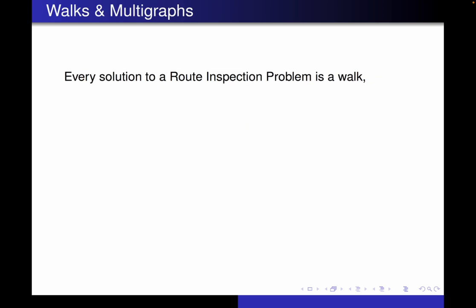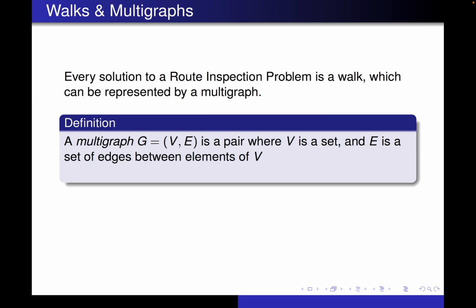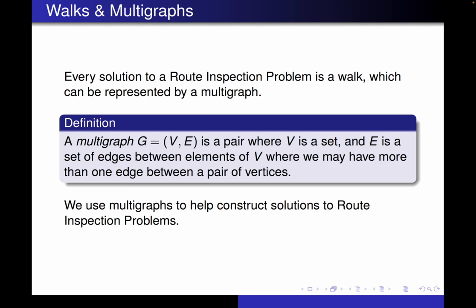So note that every solution to a root inspection problem is a walk, and every walk can be represented by a multigraph. And just to remind you what a multigraph is, it's a pair (V, E), where V is a set, the set of vertices, and E is a set of edges between elements of V, and in a multigraph, we allow that maybe more than one edge can be between a pair of vertices. Doesn't have to be more than one, but it can be. And note that we use multigraphs to help us construct solutions to our root inspection problems, and in general, we use them to model walks.